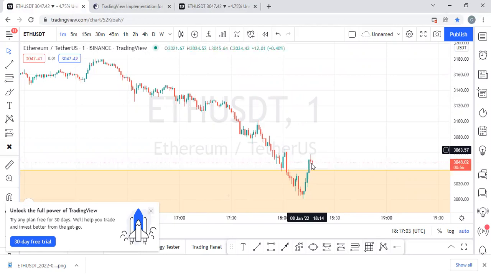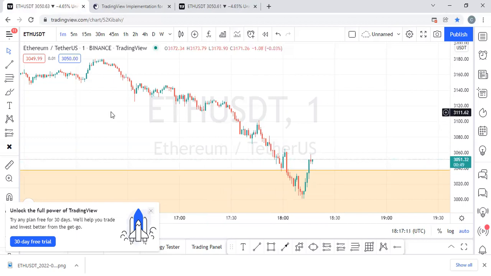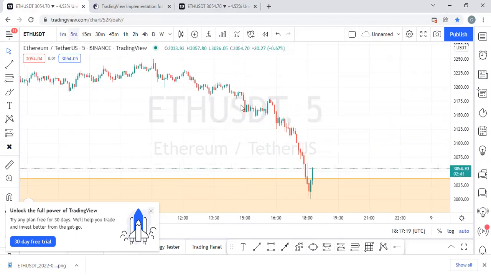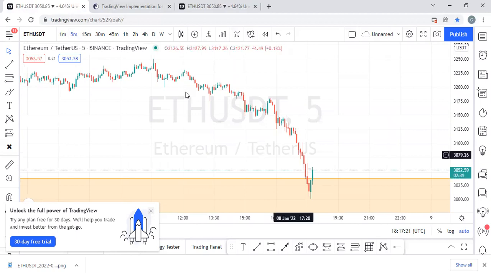This is what it means. Each candle here represents 1 minute. You need to read up more on this. I cannot really exhaust everything on this for now. So let's go to 5 minutes and see what it looks like. Each candle here represents 5 minutes. Can you see these ones are less in number? Each candle here is 5 minutes.